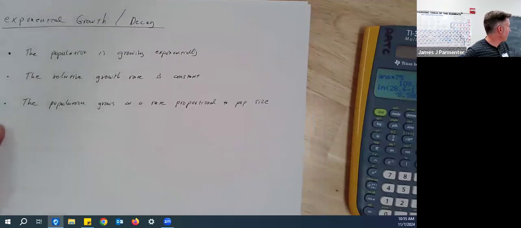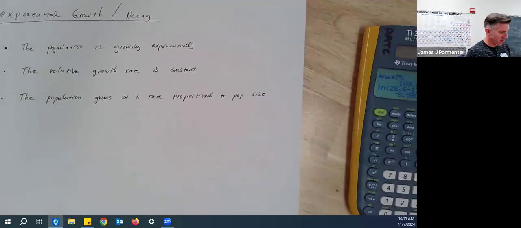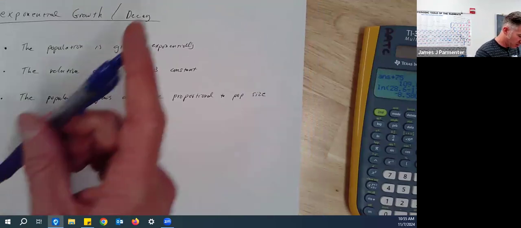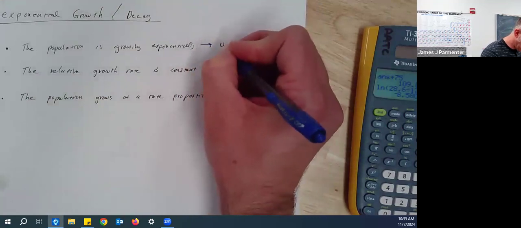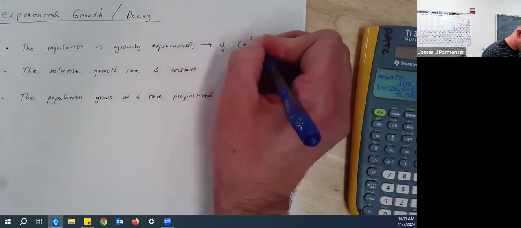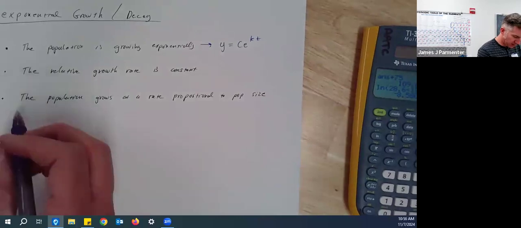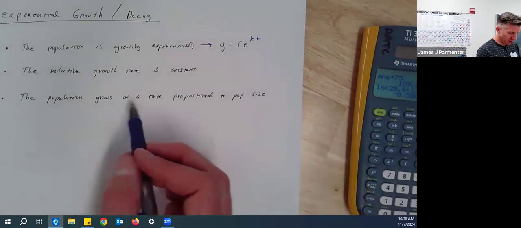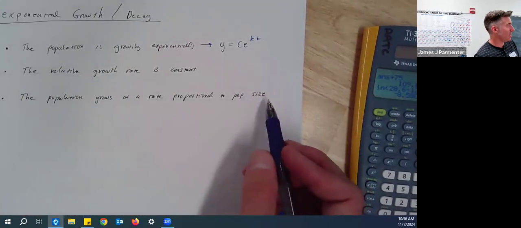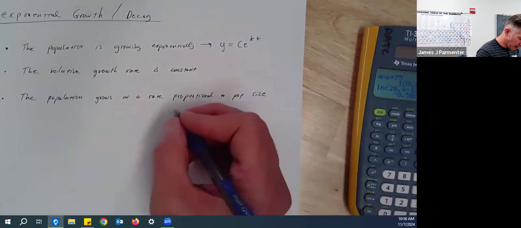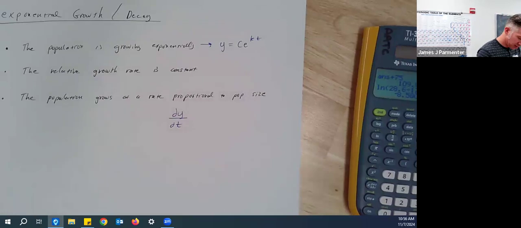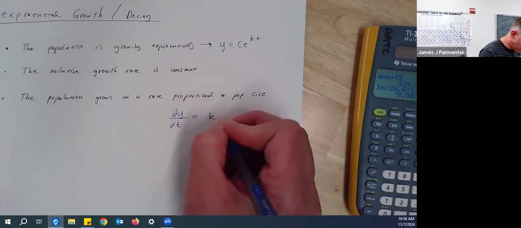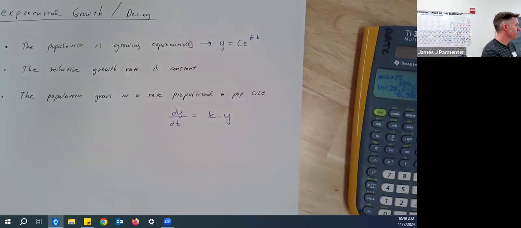And there are three different ways of writing the equations that represent these things that all are the same equation. So this first one here, population is growing exponentially, is your typical y equals c e to the kt. This last one here, the population grows at a rate proportional to the population size, is the one I talked about in the beginning, where I said, oh yeah, the rate of change of the population is a multiple of the population size.